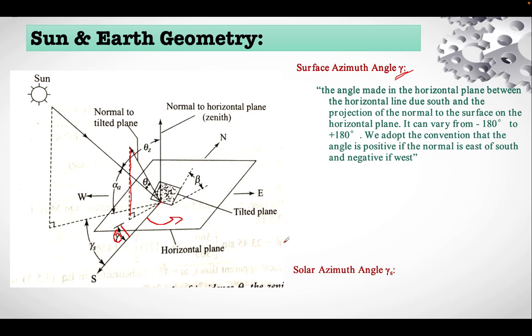Now another angle which is very similar to the surface azimuth angle is known as the solar azimuth angle, and it is denoted by gamma s. This is again the angle between the projection of the sun radiation on the horizontal plane and the line due south. So this is the sun radiation and its projection on the horizontal plane, and this angle is known as the solar azimuth angle, denoted by gamma s.